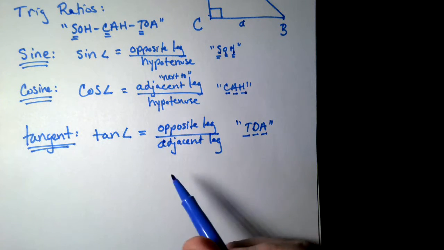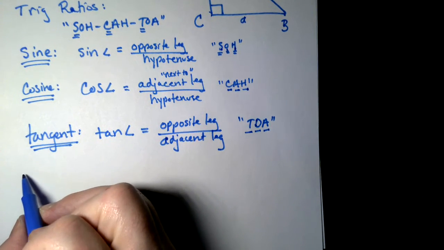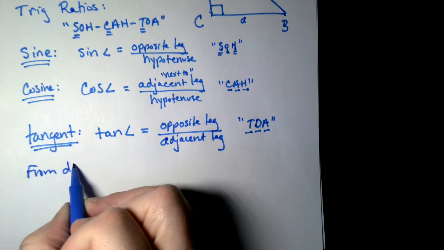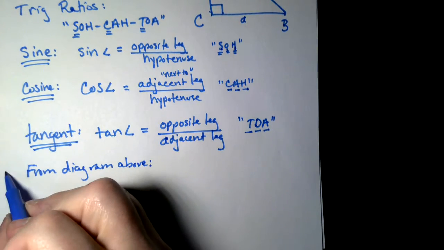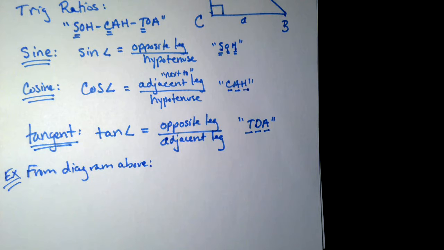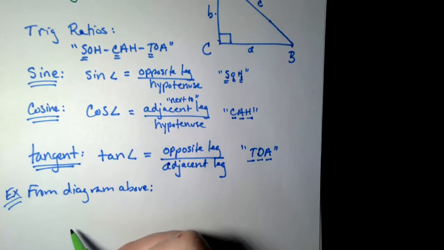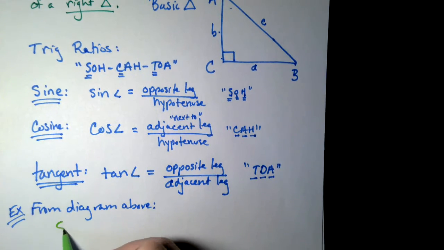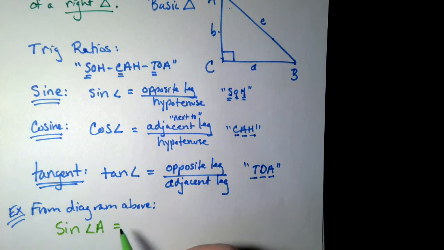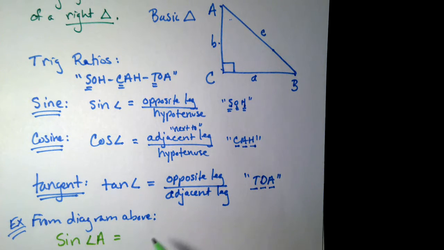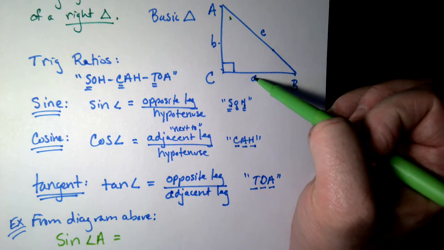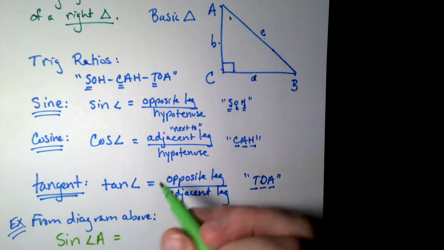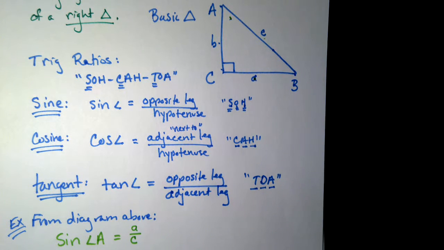Okay, from the picture above. So if they were to say, from the diagram above, let's use this as an example. Quick example. What's the sine of angle A? What's the sine of angle A? We got to think SOHCAHTOA. So here's angle A up here. If we're talking about angle A, we want opposite leg a over hypotenuse c. So that'd be small a over c.